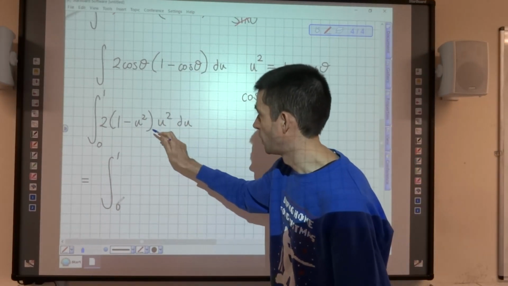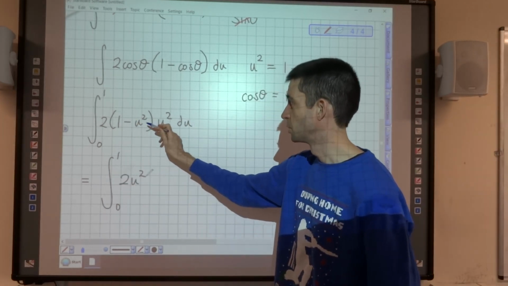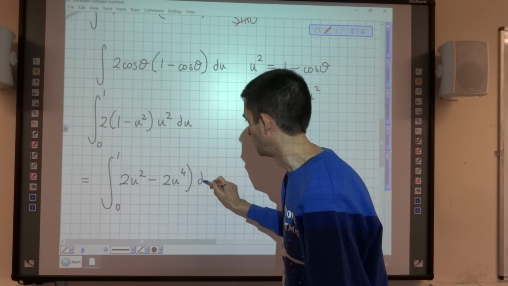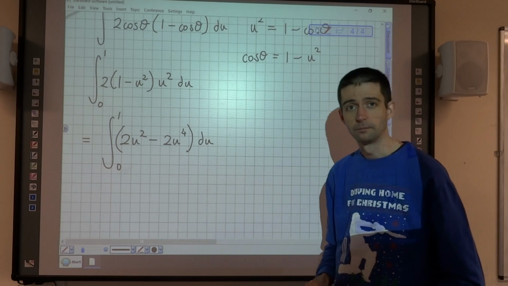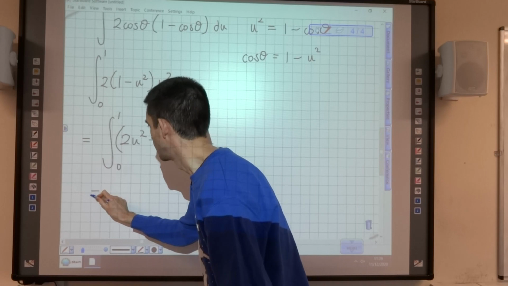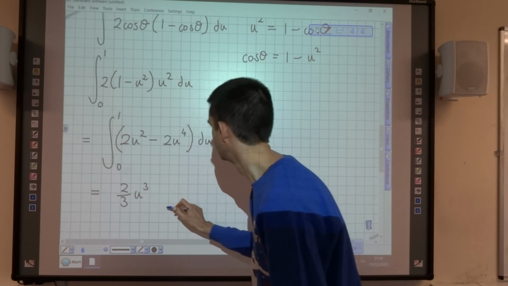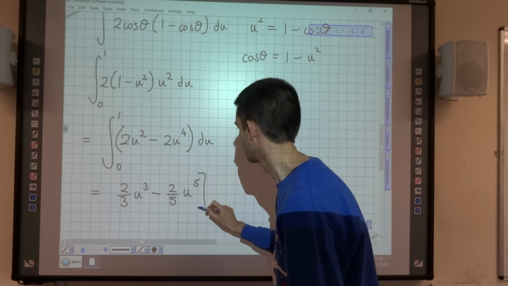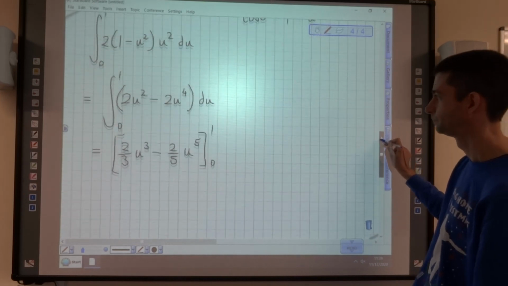Okay. This is going to expand out to be a polynomial integration. So 2u squared multiplied by 1 is going to be 2u squared. And 2u squared multiplied by u squared is going to be u to the 4, so 2u to the 4. And we're going to be integrating that with respect to u between the limits of 0 and 1. So I can integrate that polynomially as normal, and it's going to fall out quite nicely. So I'm going to get 2/3 of u cubed minus 2/5 of u to the 5 between 1 and 0. Don't need the plus c because it's definite integration.